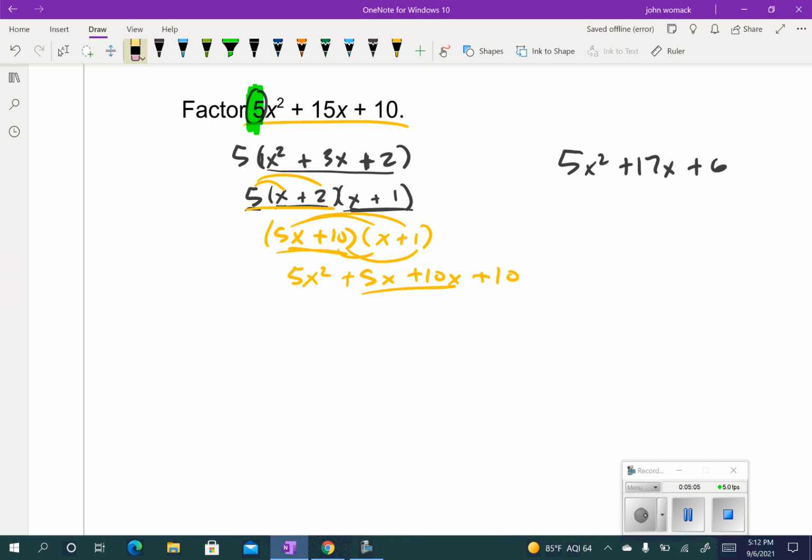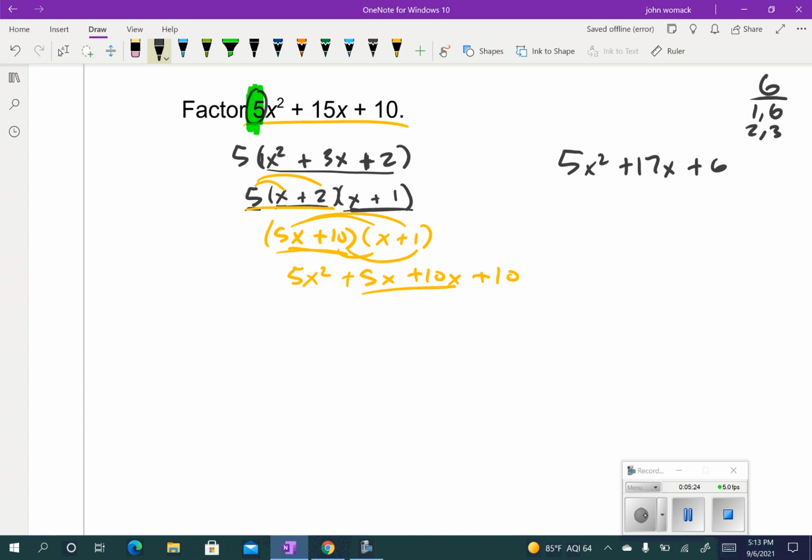If I take 6 up there, it could be 1 and 6 or 2 and 3, right? They don't add up to be 17. That does not mean that this does not factor. It can still factor. And the reason why is because this 5 in front changes things.